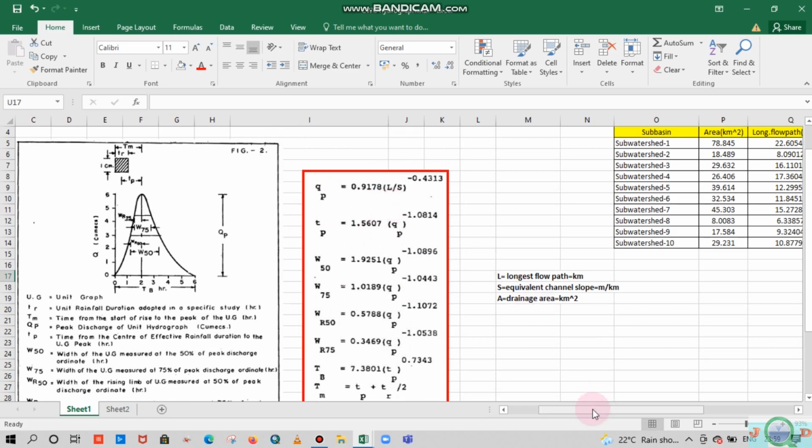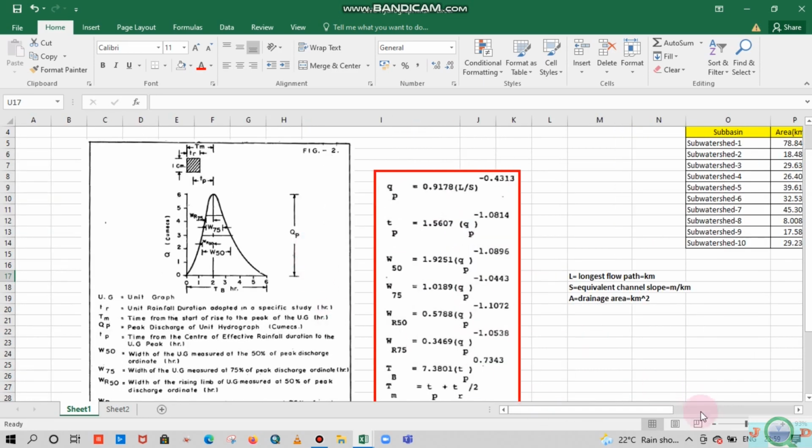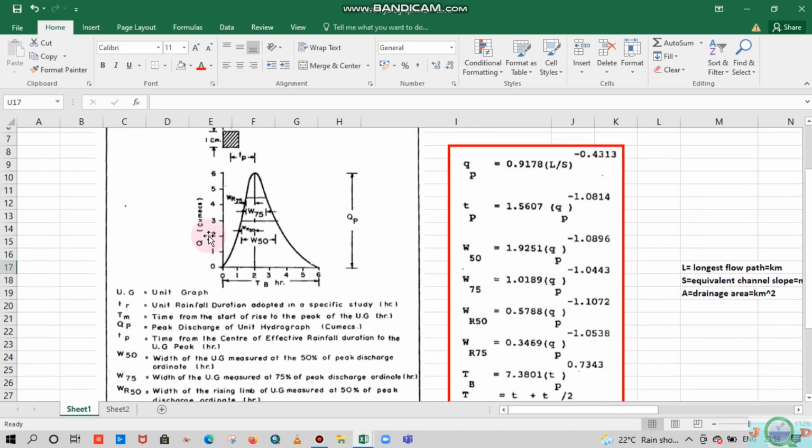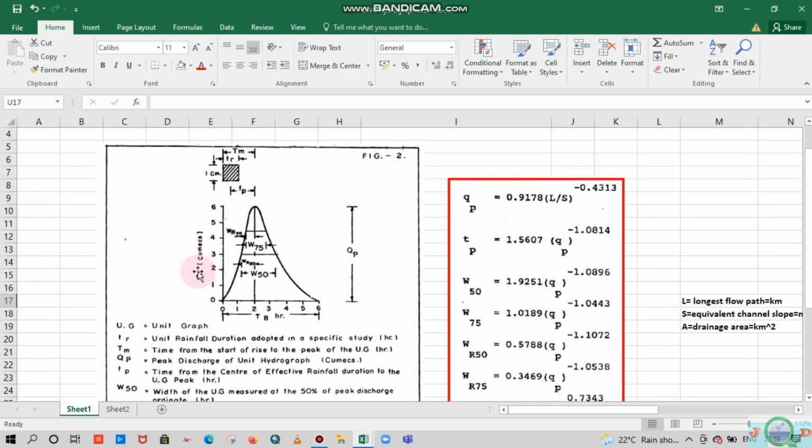Before that, I just want to briefly explain the parameters in these unit hydrograph ordinates. Here the unit hydrograph has discharge on the y-axis and time interval on the x-axis. If you first check TR, TR is the unit rainfall duration, adopted in a specific study. Here, for this case, I will consider a 1 hour time interval.